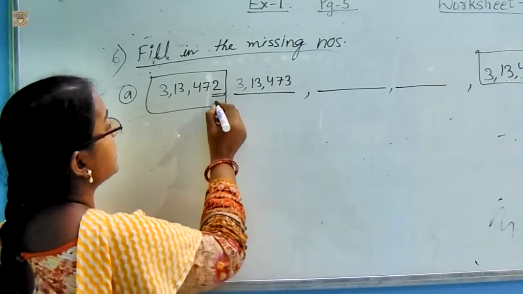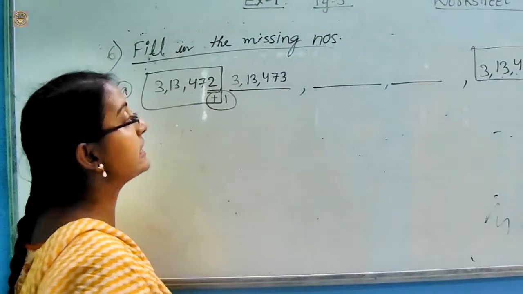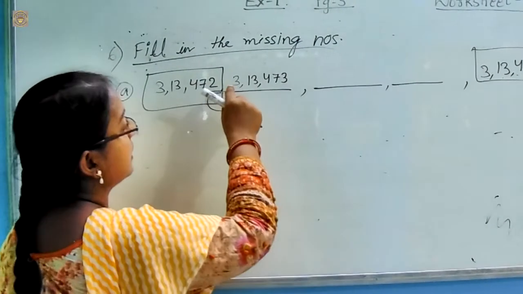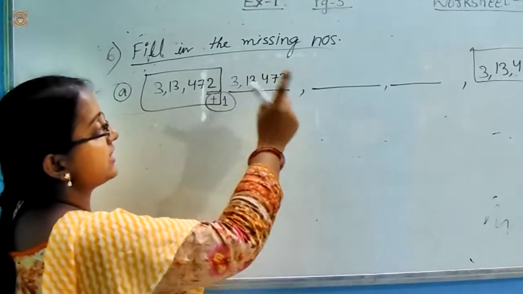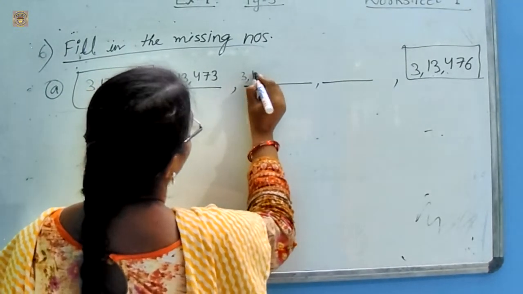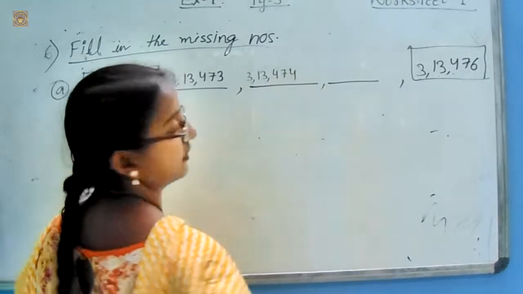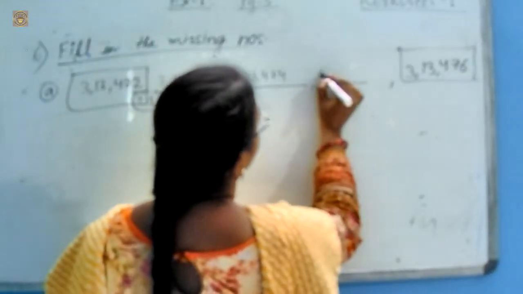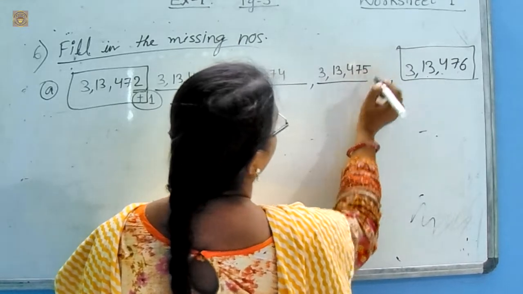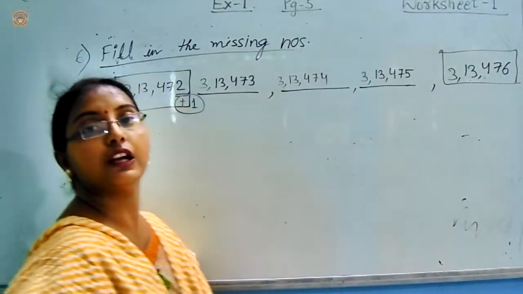3,13,473. That means it is plus 1 increasing. Plus 1 increasing number is 3,13,473. Now we will add plus 1, we will get 474 and so on. 3,13,475 and so on. The last number we will get.